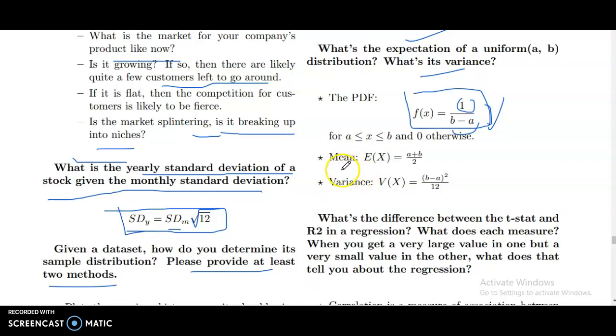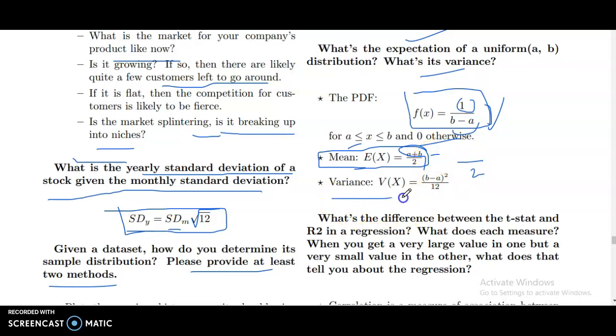For a less than or equal to x less than or equal to b, and 0 otherwise, the mean E of x equals a plus b by 2. That is, you add a plus b, and then divide that by 2. It means making a 50% mean.